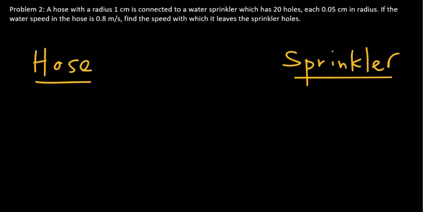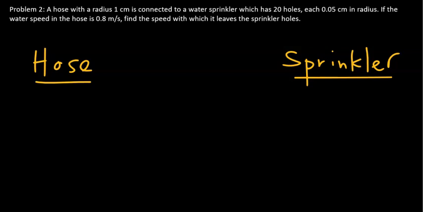Problem 2. A hose with a radius 1 cm is connected to a water sprinkler which has 20 holes, each with a radius of 0.05 cm. If the water speed in the hose is 0.8 meter per second, find the speed with which it leaves the sprinkler hose. Let's use the hose data to calculate the flow rate, the volume flow rate.